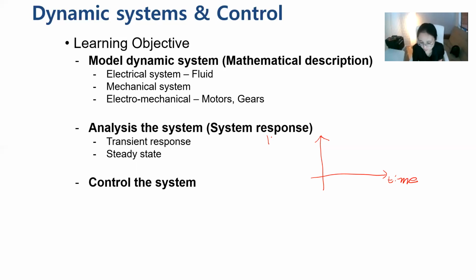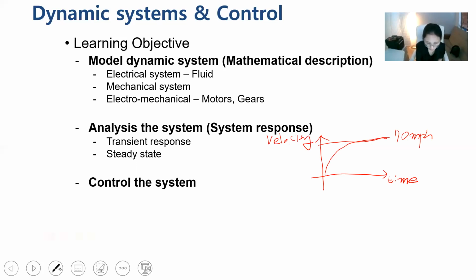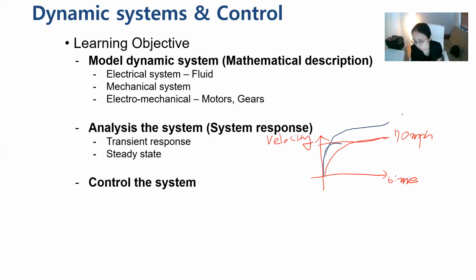and this is velocity, it can be car velocity. Let's say your desired velocity is 70 miles per hour. When you accelerate your car, sometimes your car responds very slowly, or sometimes it responds very fast. This is called the transient response. And steady state means whether it can reach 70 miles per hour, or maybe 75 miles per hour, even though your desired speed was 70 miles per hour.